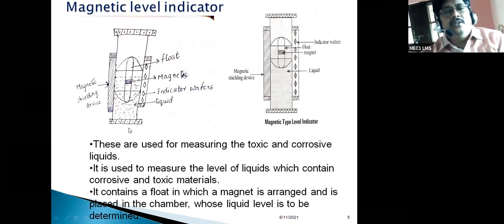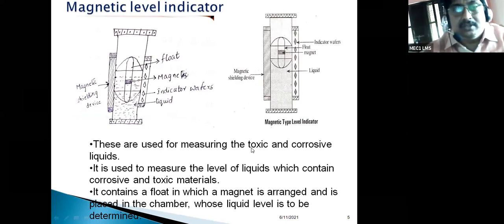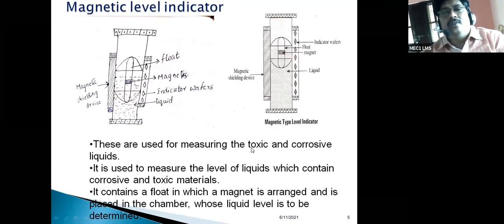Here, if you observe especially these magnetic level indicators, they are used for toxic liquids. Toxic means poisonous. These are used especially where it is very difficult to measure the level of the liquid, that means toxic and corrosive liquids, right? Maybe the temperature is very high. In that situation also, we can go for these magnetic level indicators.